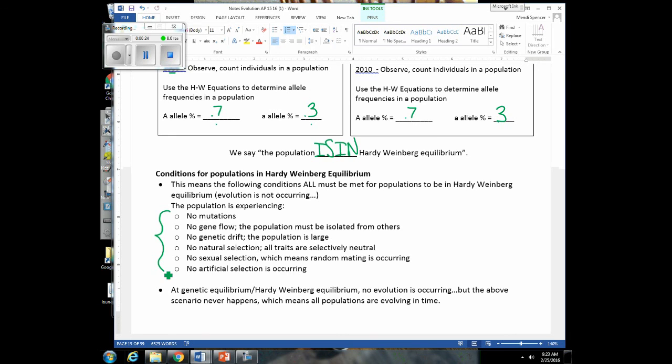Now, since this scenario rarely happens, that we do not see no mutations, no gene flow, no genetic drift, no natural selection, sexual selection, and artificial selection, then we know that populations are evolving all the time. Note that a common theme or concept to ask on an AP exam related to evolution is, what are the conditions that must be met for a population to be in Hardy-Weinberg equilibrium? So you need to know that means that no evolution is occurring, and these are the ideas that you would have to list or explain that would show why a population is in Hardy-Weinberg equilibrium.